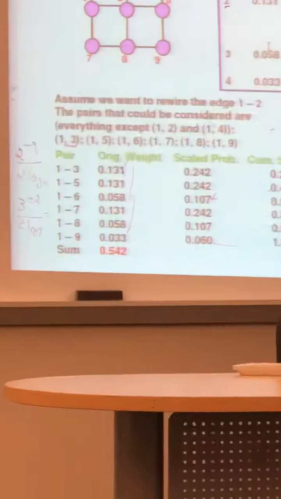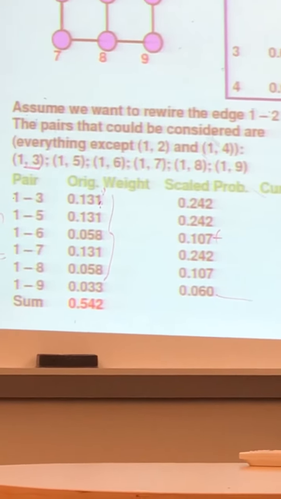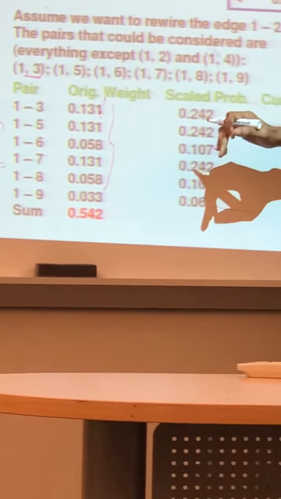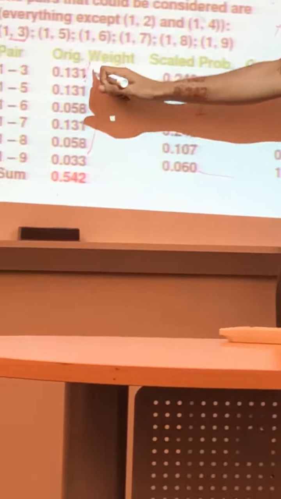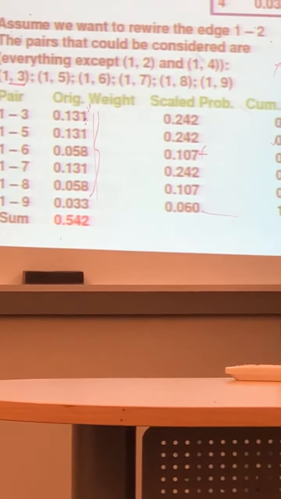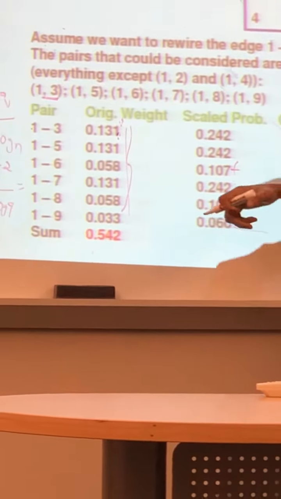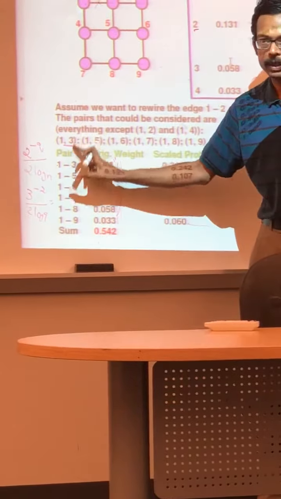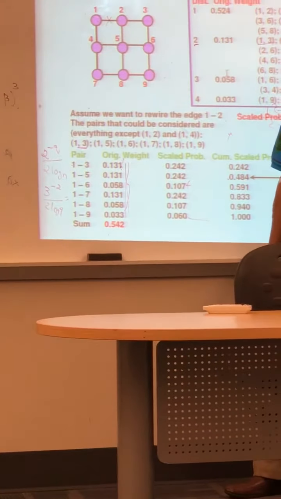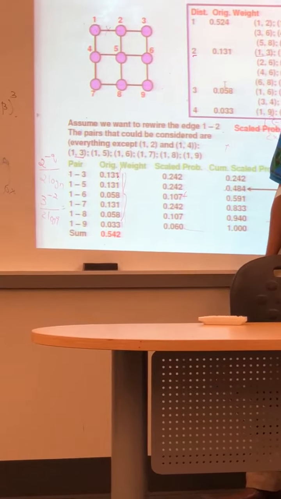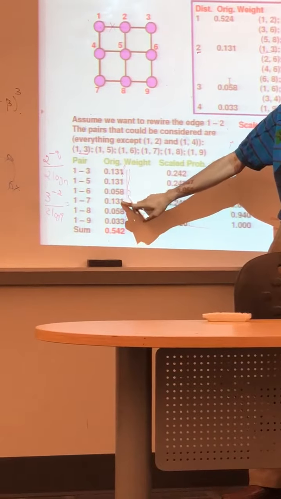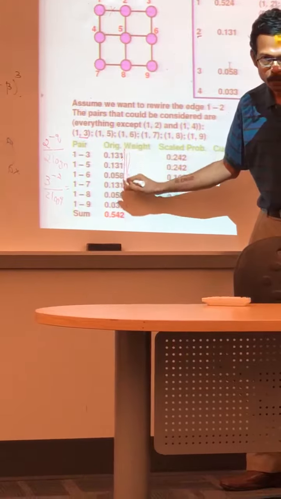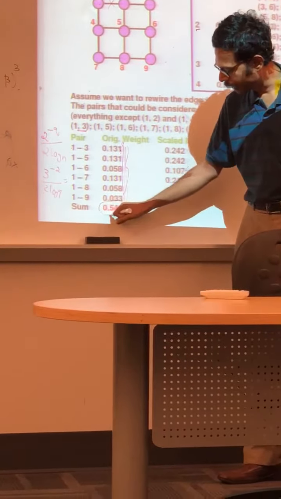Now we want to make it like a probability. Because the weights need not add up to 1, we cannot go to the cumulative probability step right away. So we have to scale these weights. One way to do that is to add up all the weight values for these pairs. In 1, 7, it should be 2, right? Yes, 1, 7 is 2. So for 2, the probability is 0.131. So add up all the weight values, you get 0.542.